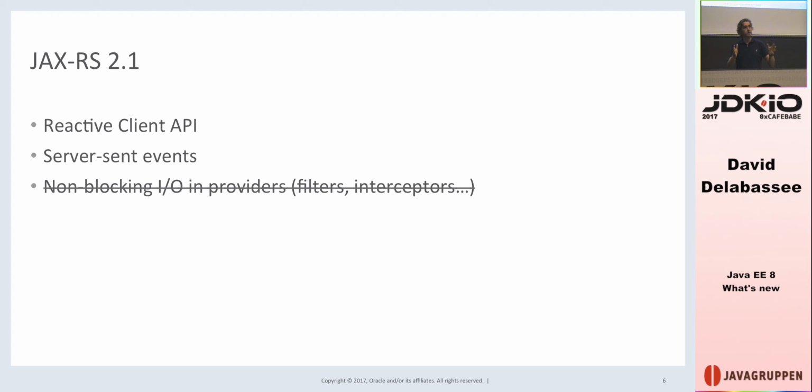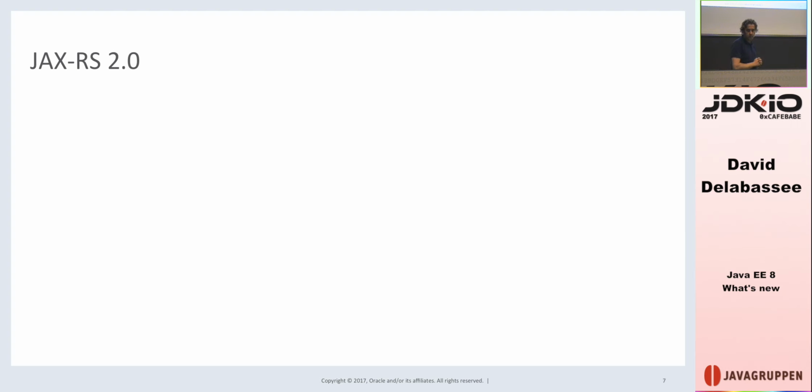But nevertheless, Java EE 8 is based on SE 8. So that means that we have to use what's inside of Java SE 8. So the two big capabilities of JAX-RS 2.1 are a new reactive client API and support for server-sent events. So let's look a little bit at what we have in JAX-RS 2 in terms of client API.